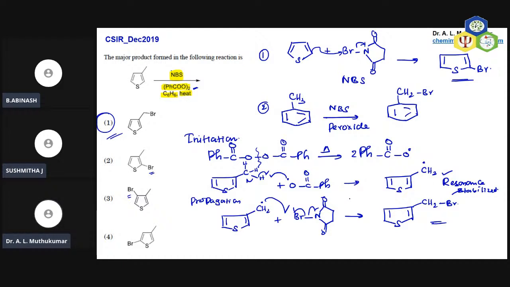I'm not going through the mechanism in detail, I'm just giving you how to solve the question. Don't think that NBS always means ring bromination will take place. If they are giving this peroxide, you have to be very careful, because the labile benzyl hydrogen will be undergoing the bromination reaction. Okay, fine. We'll go to the next question.